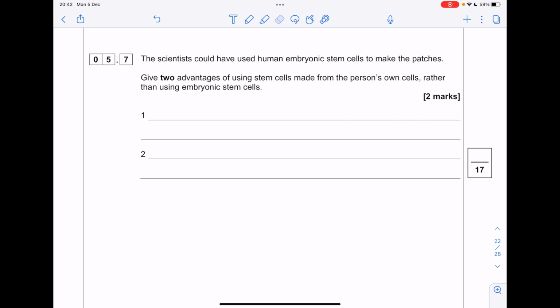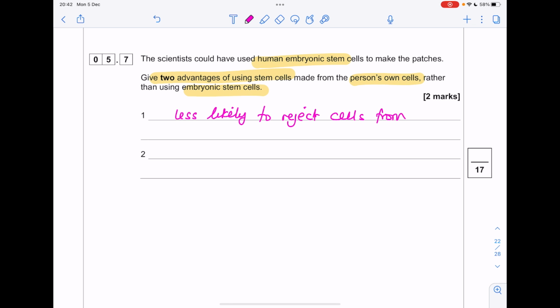The scientists could have used human embryonic stem cells to make the patches. Give two advantages of using stem cells made from a person's own cells rather than embryonic stem cells. Firstly, your body is less likely to reject cells from yourself. And then secondly, there's no ethical issues, because remember, you have to use aborted fetuses in order to make embryonic stem cells, or at least that's one source of them.